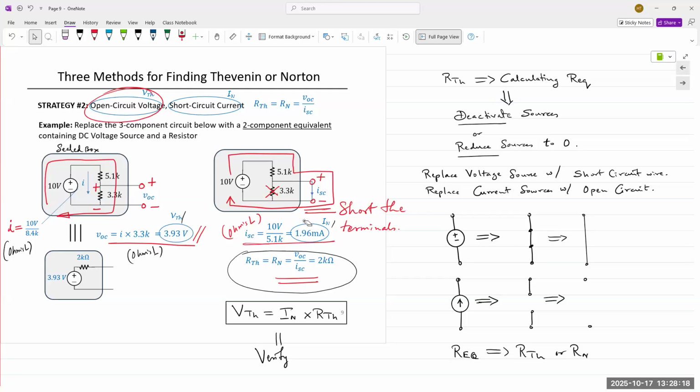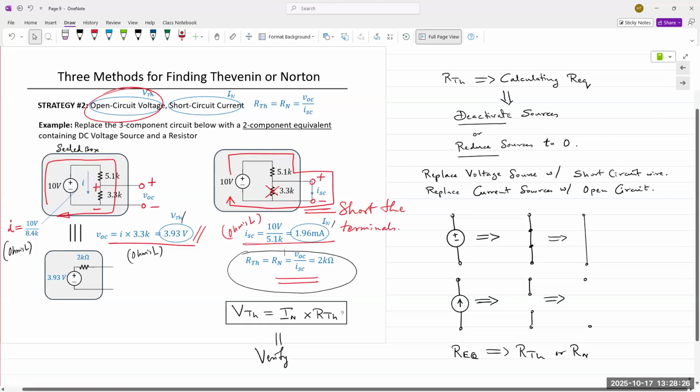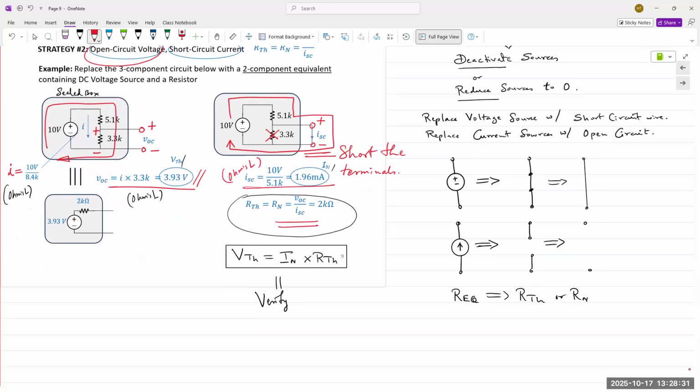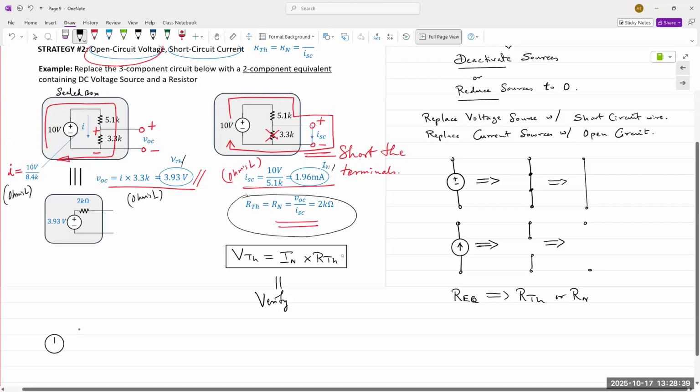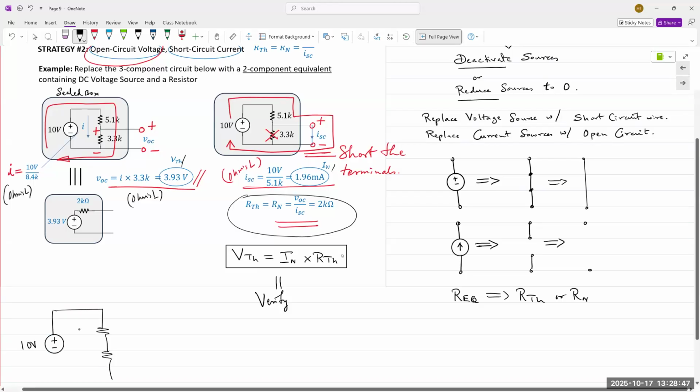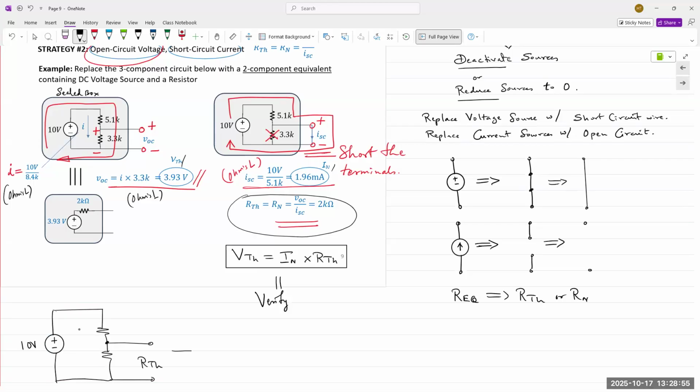And then in the slide, we have an application of Ohm's law again, to find the RTH and RN, which is 2 kilo ohms. But instead of doing that, let me solve it using the technique we just outlined by finding REQ. So my original circuit is this. I have a 10-volt source, 2 resistors, and I want to find RTH between these terminals.